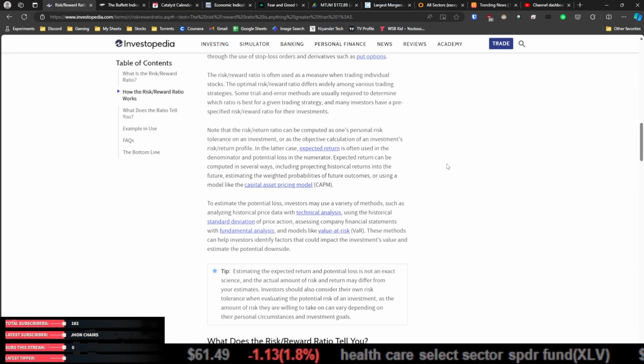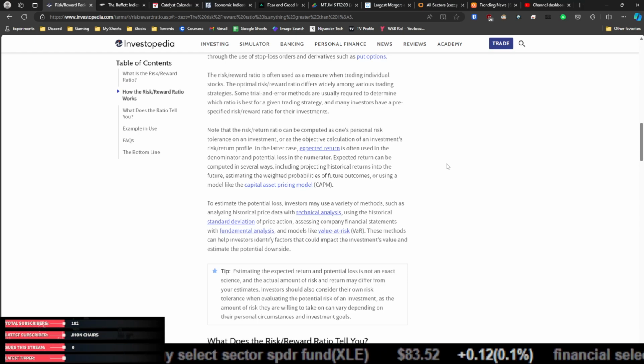Expected return can be computed in several ways, including projecting historical returns into the future, estimating the weighted probabilities of future outcomes, or using a model like the capital asset pricing model. To estimate the potential loss, investors may use a variety of methods, such as analyzing historical price data with technical analysis, using the historical standard deviation of price action, or assessing company financial statements with fundamental analysis in models like value at risk. These methods can help investors identify factors that would impact the investment's value and estimate the potential downside.